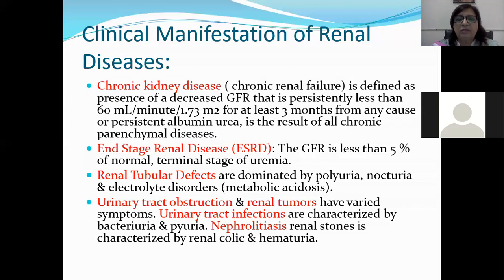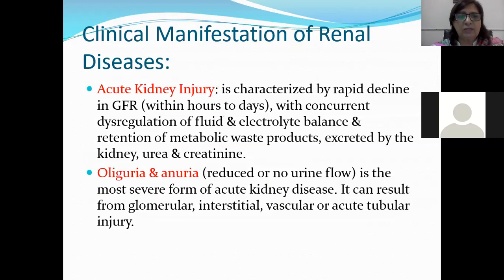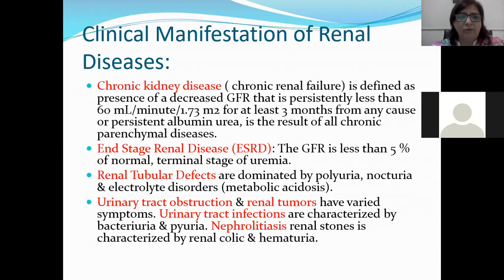Renal tubular defects can lead to polyuria, which means excessive quantity of urine, nocturia, which is urine at night, electrolyte disorders or metabolic acidosis. Urinary obstruction and renal tumors have varied symptoms. Urinary tract infections are characterized by bacteriuria and pyuria. Nephrolithiasis is the formation of renal stone. It is characterized by renal colic and hematuria. So these are the clinical manifestations of renal disease, which I'm going to explain with each and every renal disease as well. This is just an overall view of the clinical manifestations of renal diseases.